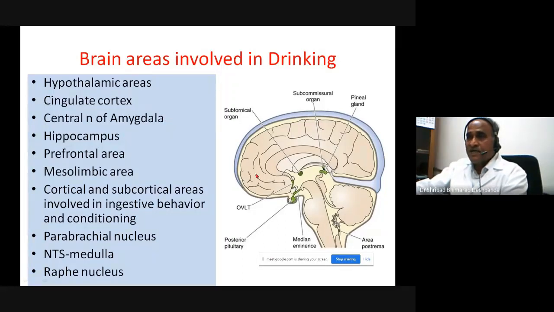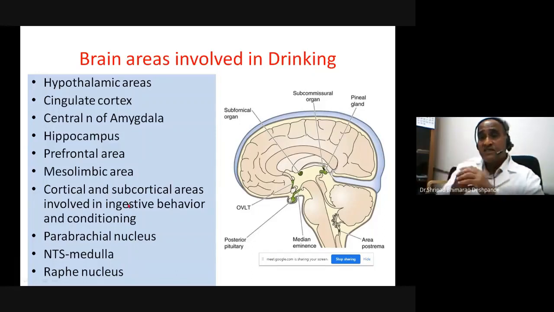This is the prefrontal area. This is the cingulate cortex here. Then the mesolimbic area somewhere here. So then, cortical and subcortical areas are involved in the ingestive behavior. These are cortical areas which are involved in the ingestive behavior.